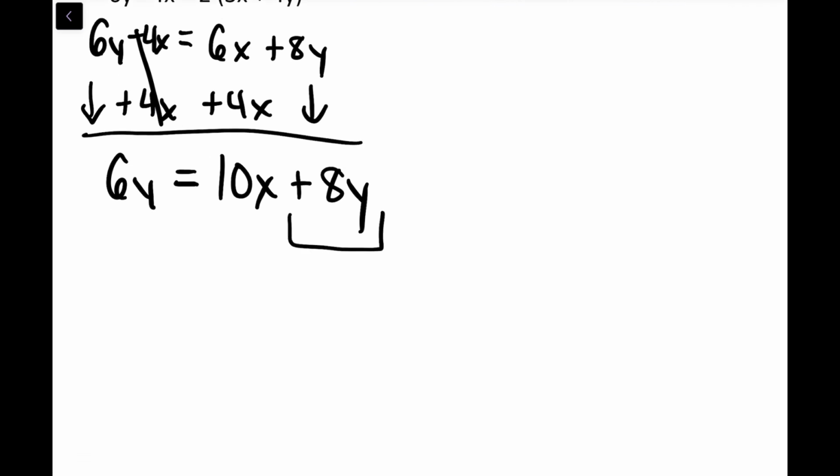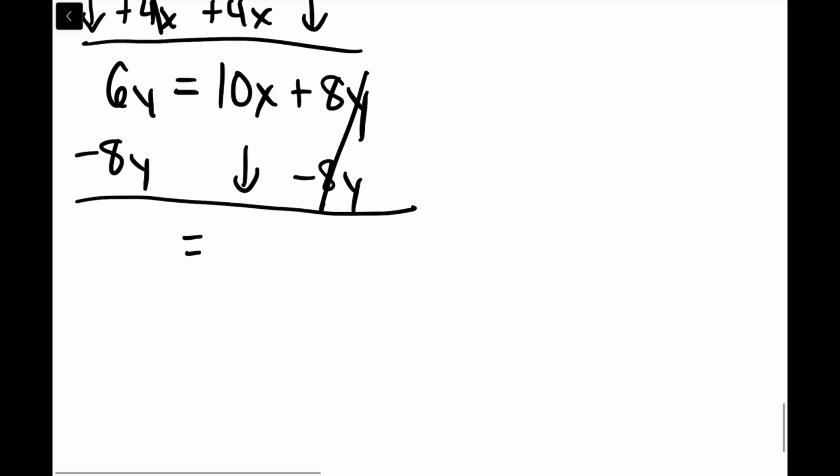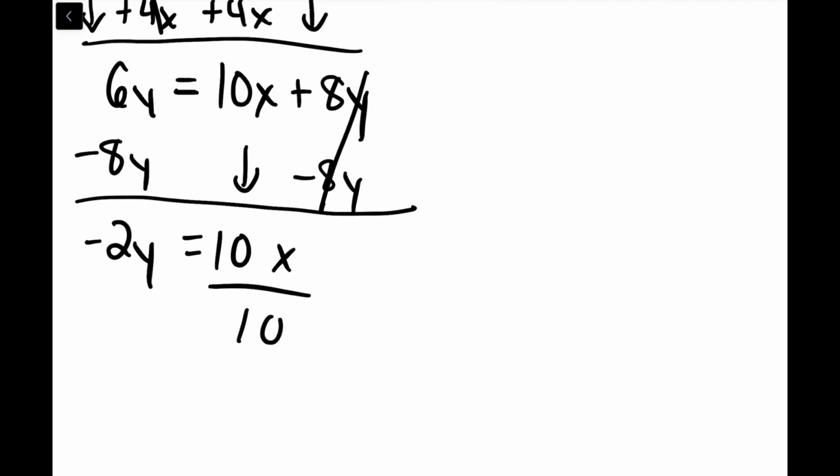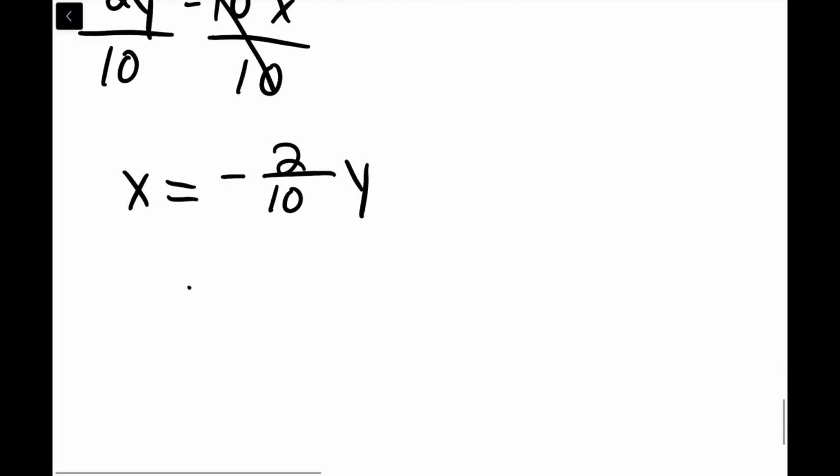So I want to first take care of this addition and subtraction and do the opposite. So if those go away, I bring down my 10x. And 6y minus 8y is negative 2y. So now to get x alone, it's just being multiplied by 10. So the opposite of multiplying by 10 is dividing by 10. So those will go away, and I get that x is equal to negative 2 over 10 times y. And I could simplify this further and make it negative 1/5 y if I wanted.